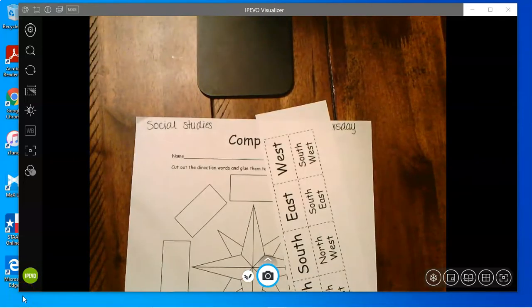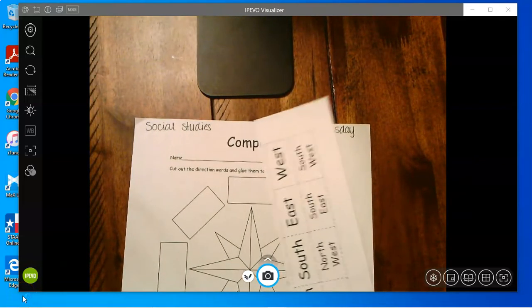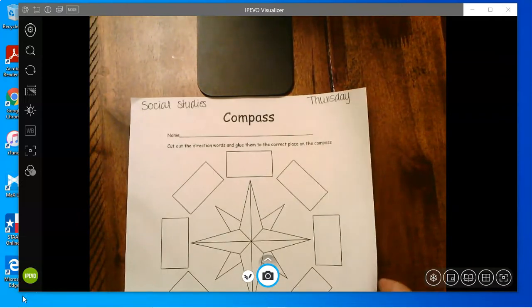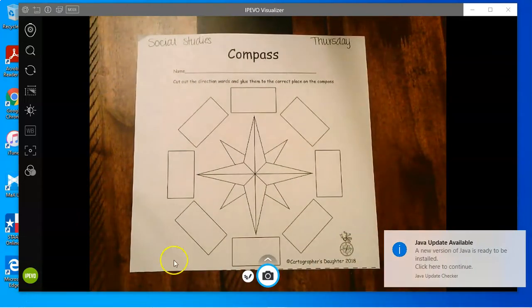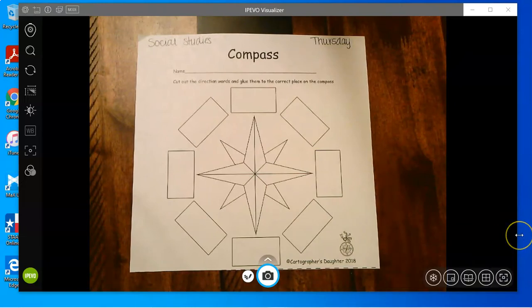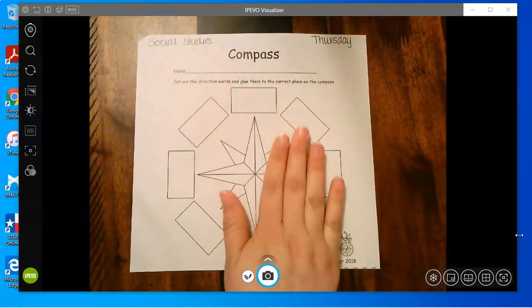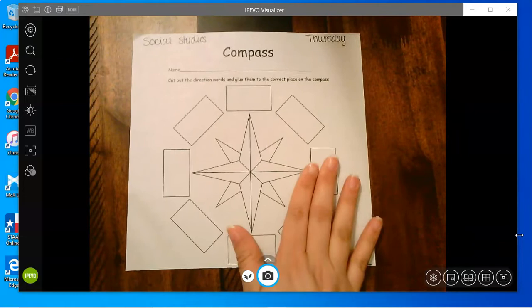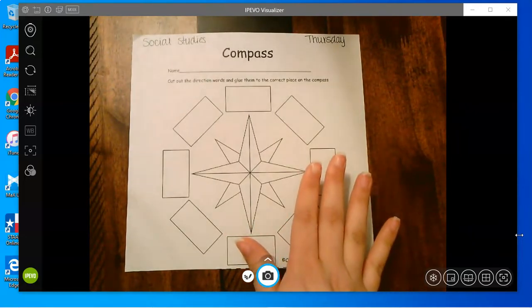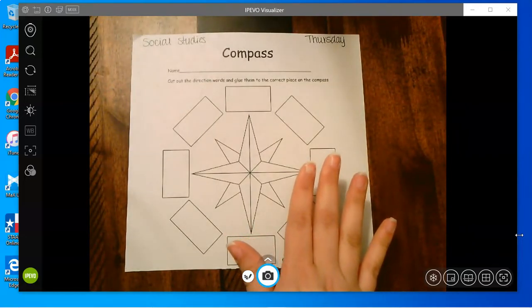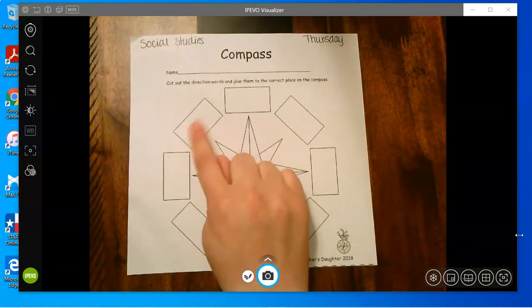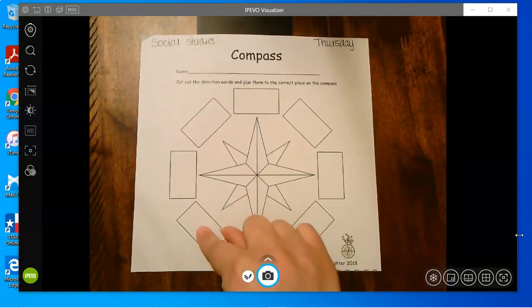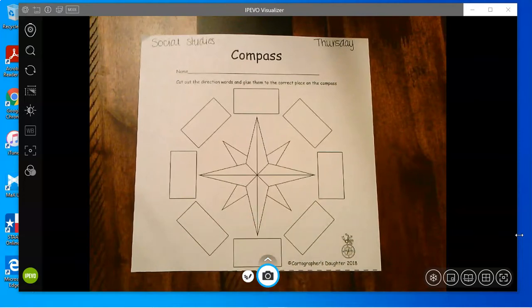Hey guys, so we are going to be talking about a compass today and the directions on a compass. Yesterday we talked about understanding direction, and we have four main directions: north, south, east, and west. So this is what we call a compass rose, and it helps us with directions. Now this compass rose is just going to have more than just north, south, east, and west. We have directions that come in between those, and we'll talk more about those on Friday, but today we're going to work on filling out the compass.